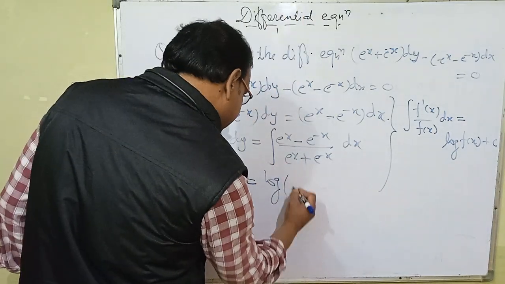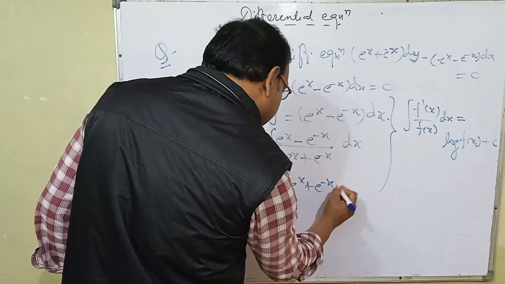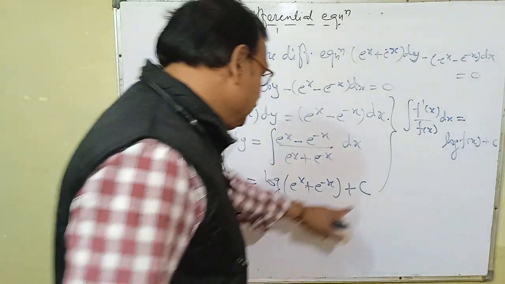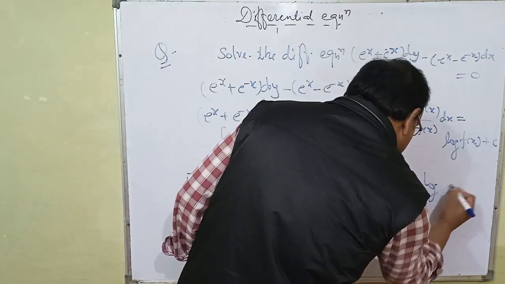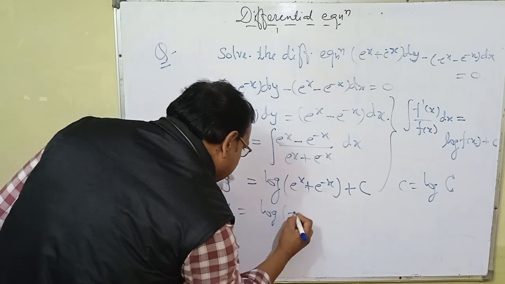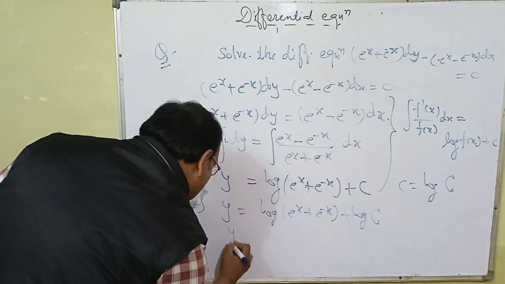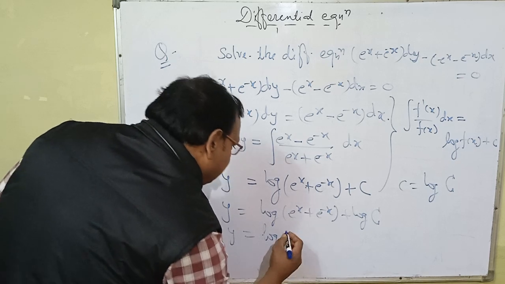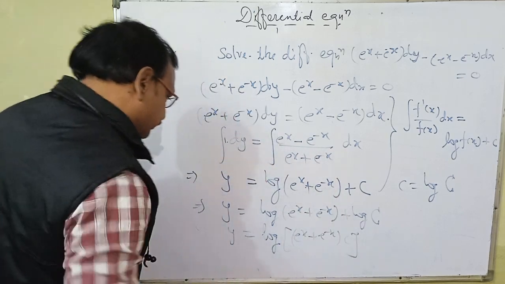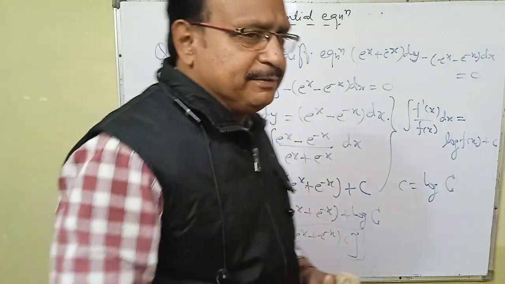Log of e to the power x plus e to the power minus x plus c. We know that c can be written as log of c. Then we find y is equal to log of e to the power x plus e to the power minus x plus log of c. Y is equal to log of (e to the power x plus e to the power minus x) into c. This is the required solution of this differential equation.